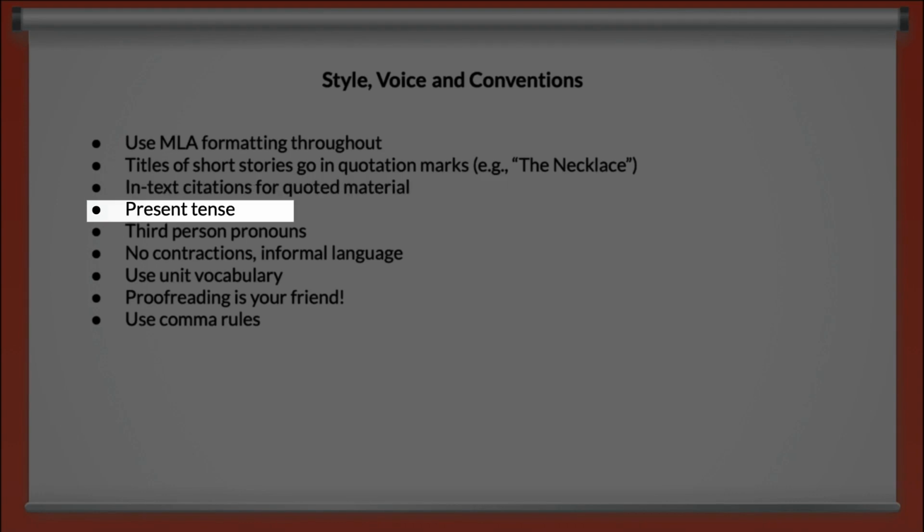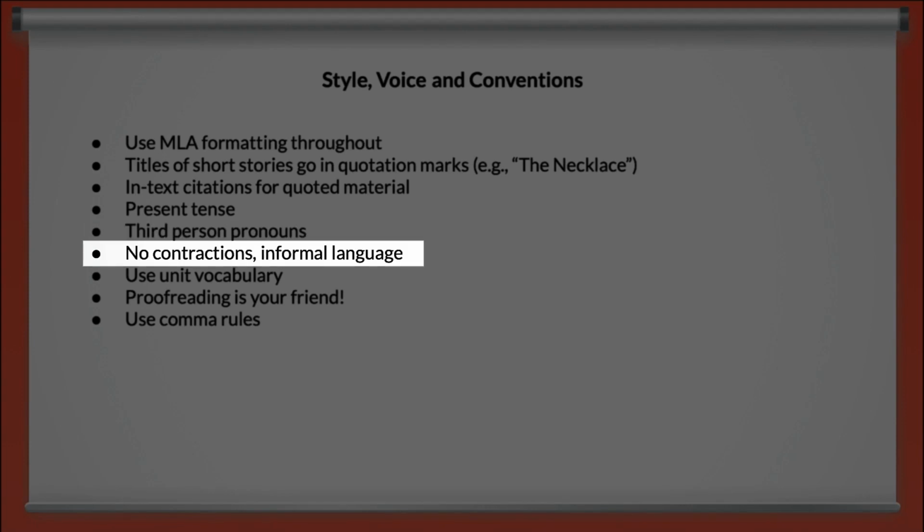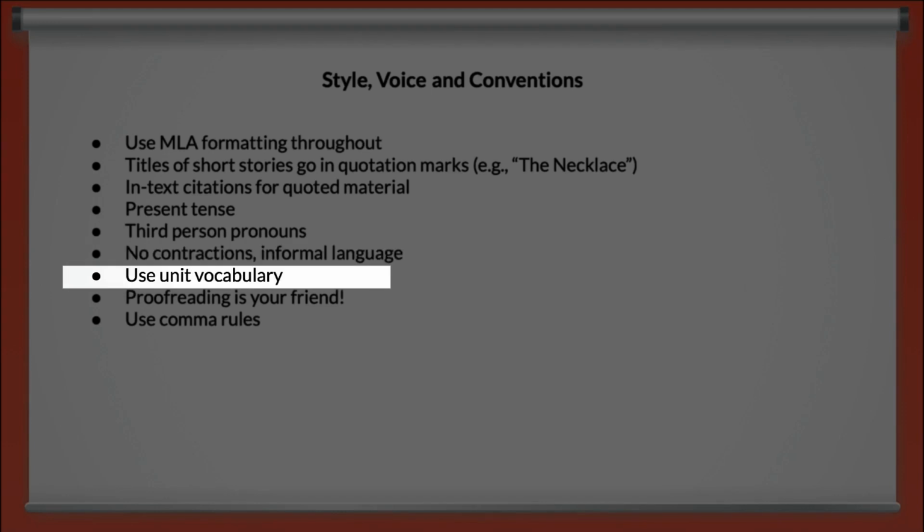Remember to write in present tense so that your reader feels engaged in your essay, and to stay in the third person, so no I, we, or you pronouns should be used in your essay unless they're part of a direct quote. Keep your voice on point by avoiding the use of contractions or informal language, so no slang or abbreviations like we use when we're texting our friends. And use the vocabulary that you've learned in this unit to make your essay stronger.